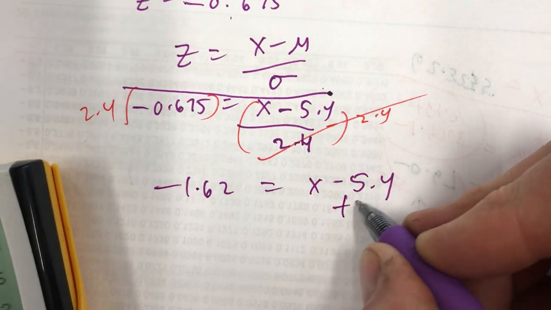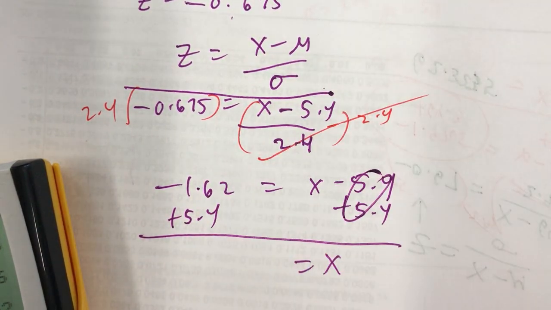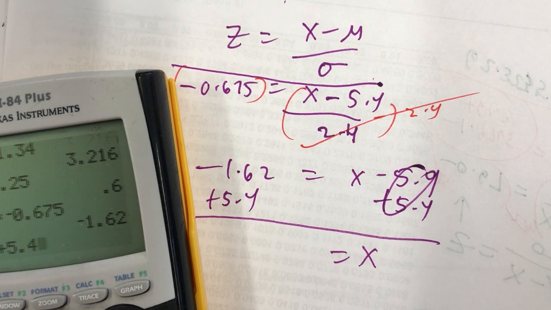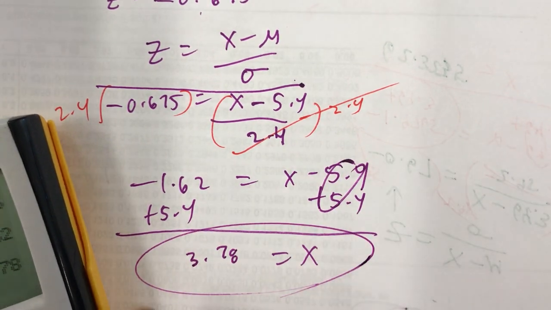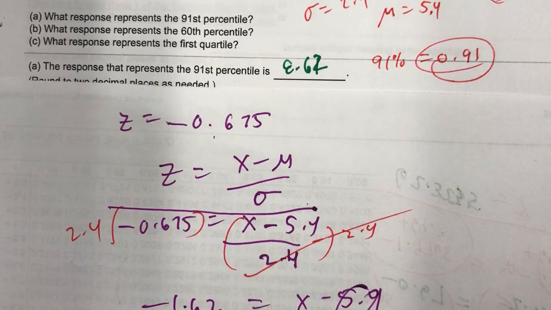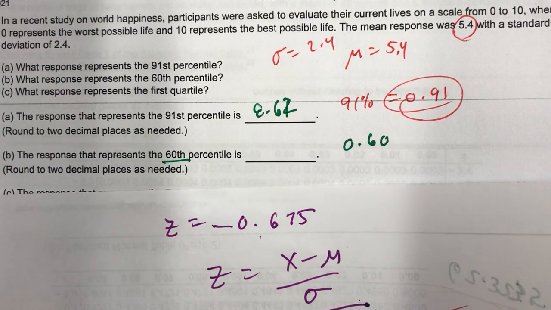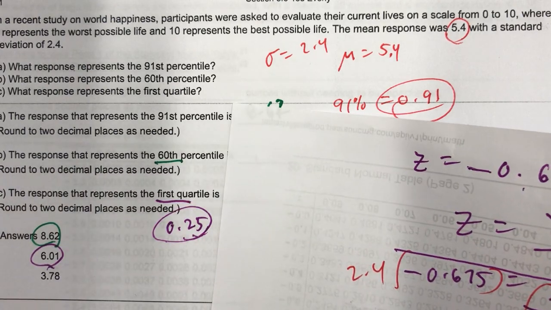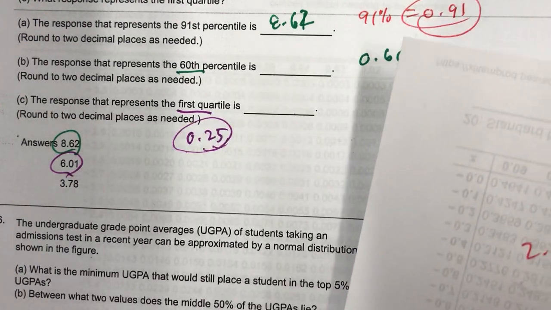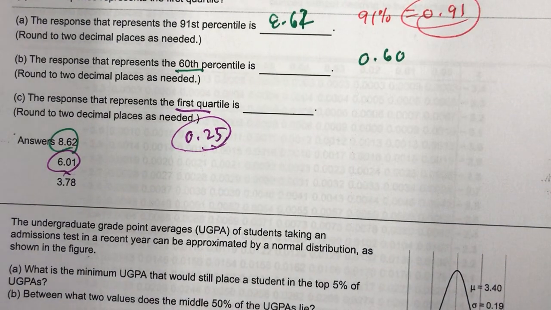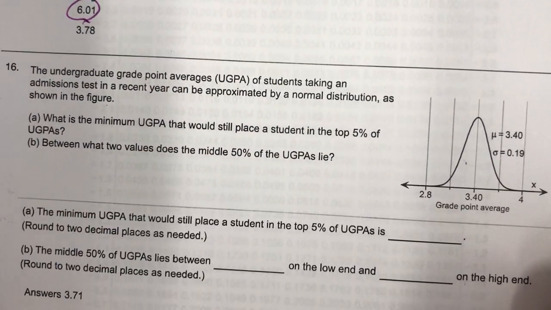Okay, and so I add 5.4, and x equals 3.78. So someone that selects 3.78 as their rating on the quality of life, that would put them in the first quartile, the lowest 25%. Okay, we got a few more of these. 16.